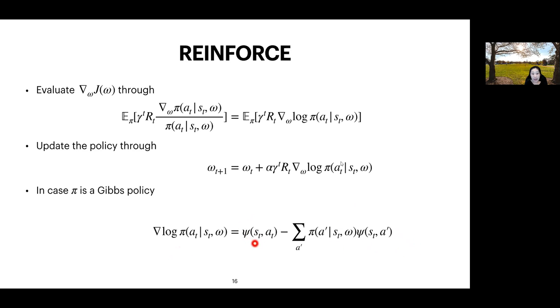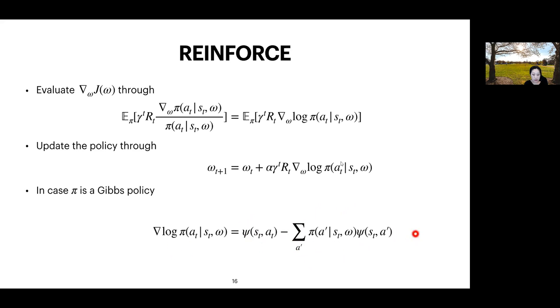And essentially for a Gibbs policy, it's really simple, right? It's just the psi vector itself, with some kind of normalization. But I guess now the normalization is really not a division, because before, your normalization is really for exponential divided by exponential, so it is this minus of this summation pi psi st, a prime, okay?